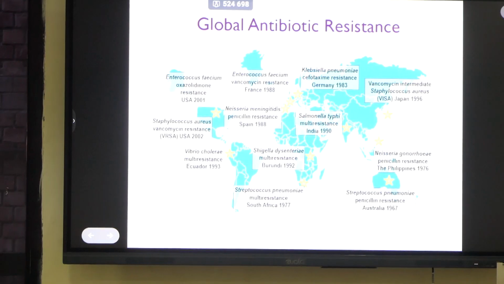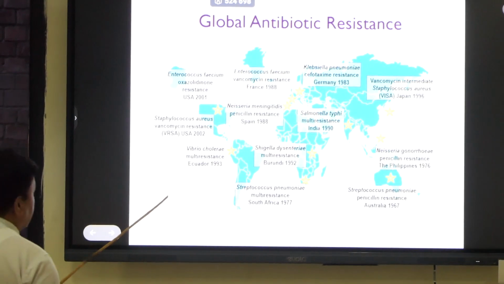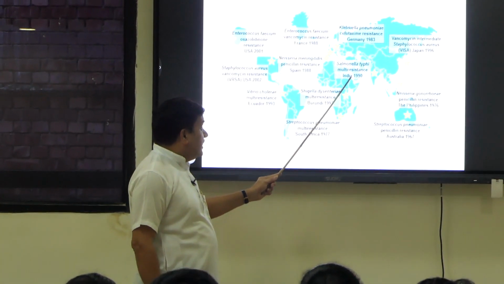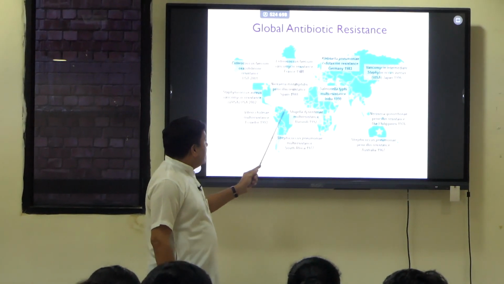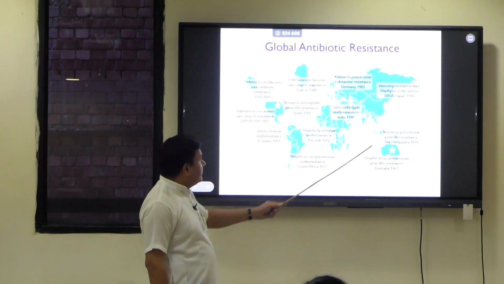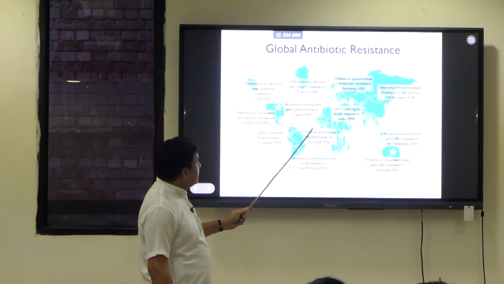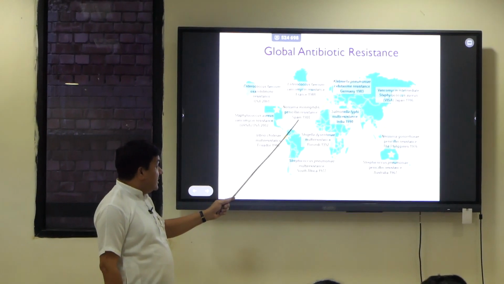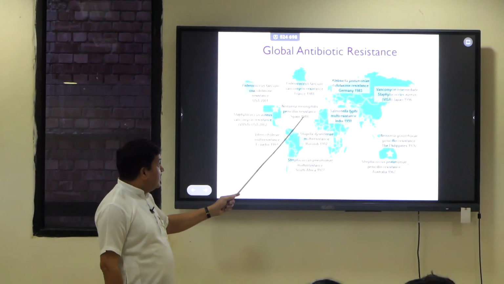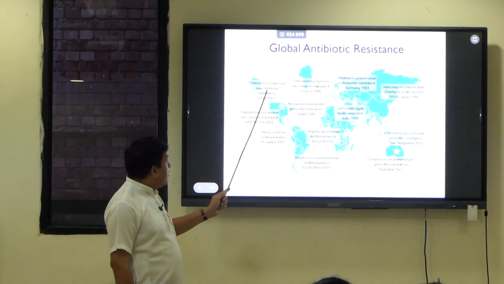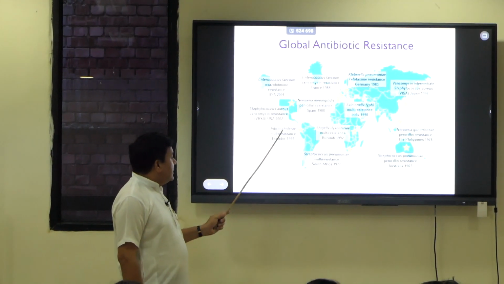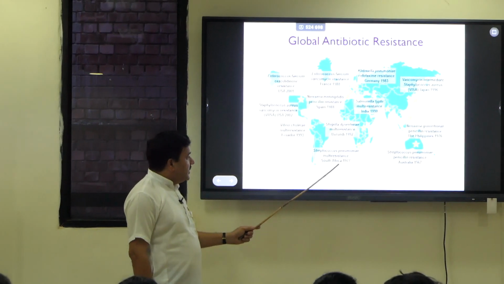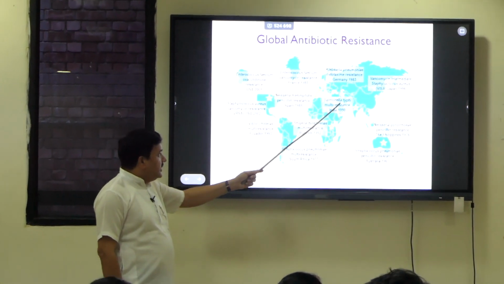So then we have the superbug also in Delhi, and Salmonella typhi was found resistant in India in the 1990s, and there are many. Not only India, almost all different countries. Not much information from China, but in Europe we have drug-resistant bacteria found in 1988. Then in France, almost the same time. Then USA, a developed country, still they have many bacteria which are resistant to antibiotics. Then South Africa, Australia, Philippines, Japan, Germany, and India.